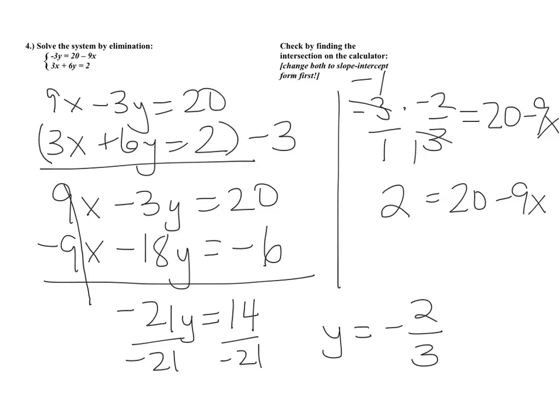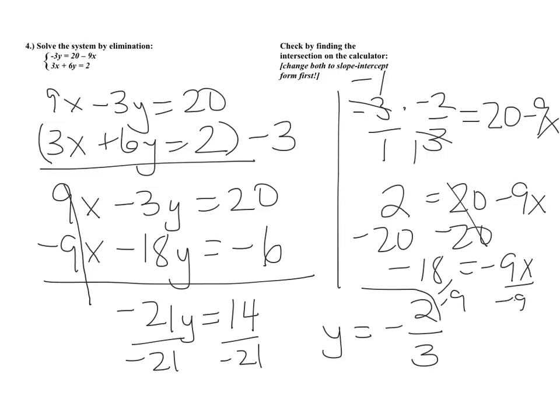And then solve for x. So we're going to subtract 20 from both sides. 2 minus 20 is -18 equals -9x. Then I'm going to divide everything by -9. And -18 divided by -9 is 2. So I get that x is equal to 2. So the solution to the system is the ordered pair. Remember, x comes first, so it's (2, -2/3).